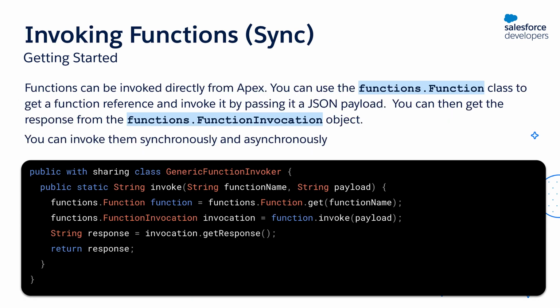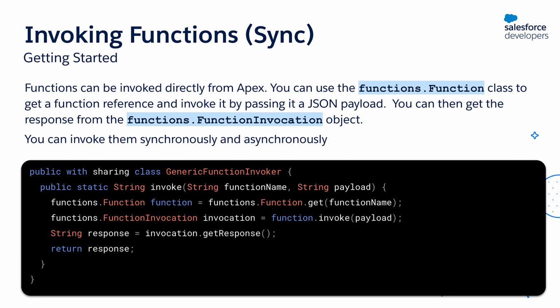You can also invoke functions from Apex, both synchronously and asynchronously. First, you will need to get the function reference using the functions.function class. With that namespace, you will be able to get the function by name. Then you will need to invoke the function using the function.invoke method. This will return a function invocation. This object contains the response.